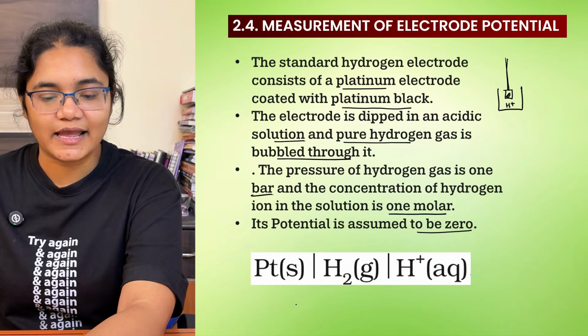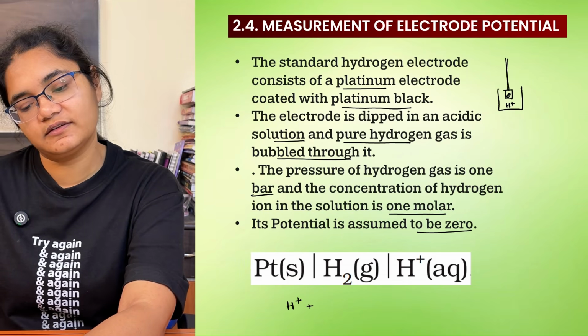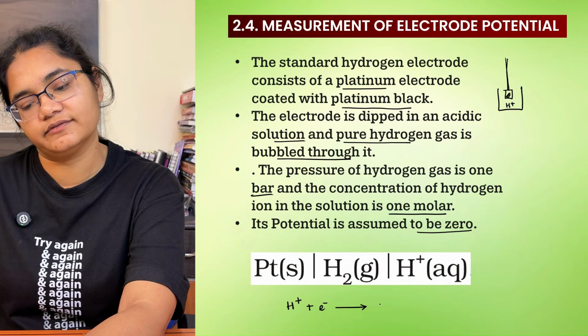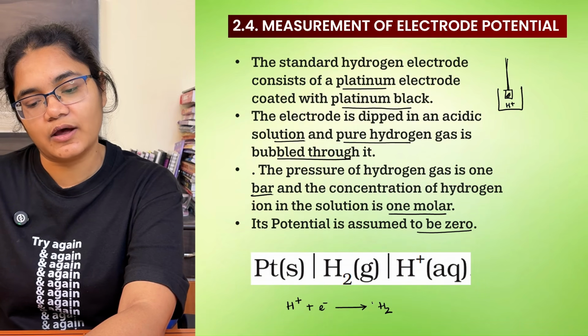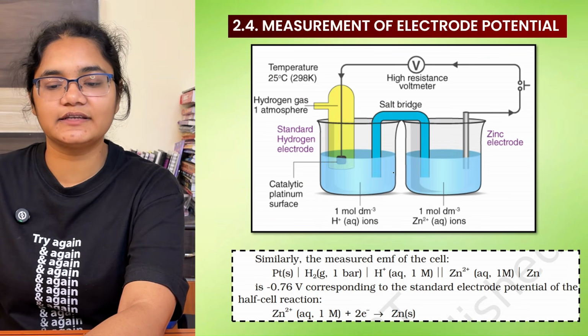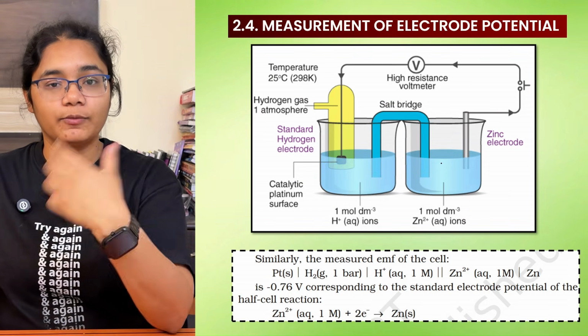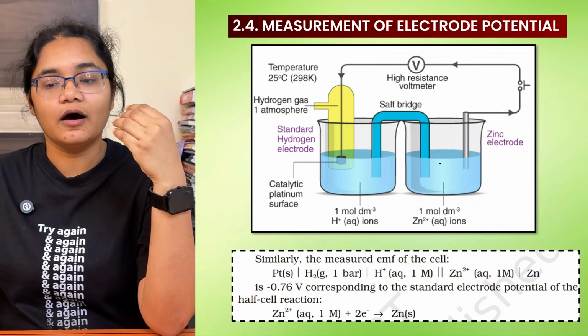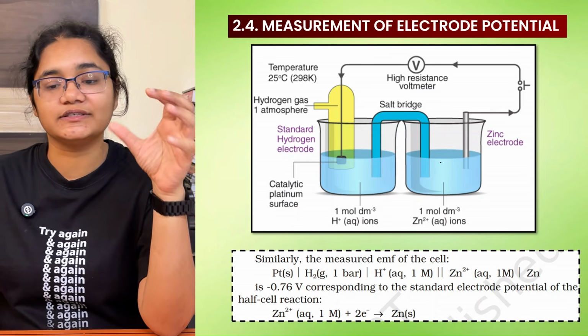Now what is the reaction of this one? You have H plus plus 1 electron, that gives you half H2. Clear? Now let's understand how we can measure the electrode potential of any particular metal or any particular element using the hydrogen electrode.